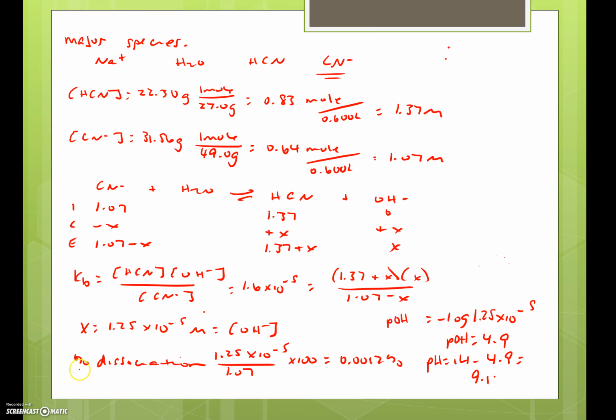We can figure out the percent dissociation by taking that 1.25 times 10 to the minus 5, dividing it by 1.07 and multiplying it by 100, and it's definitely less than 5%. If we take the negative log of 1.25 times 10 to the minus 5, that'll give us our pOH, and by subtracting that from 14, that'll give us our pH. So this buffer solution has a pH of 9.1.